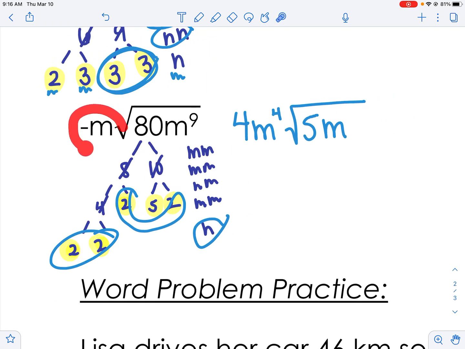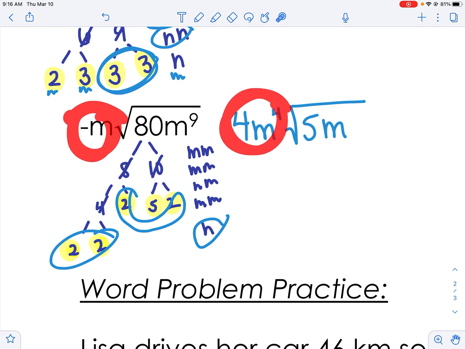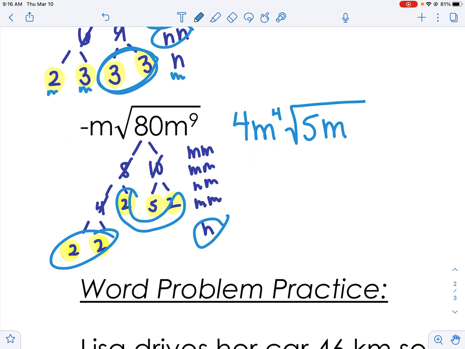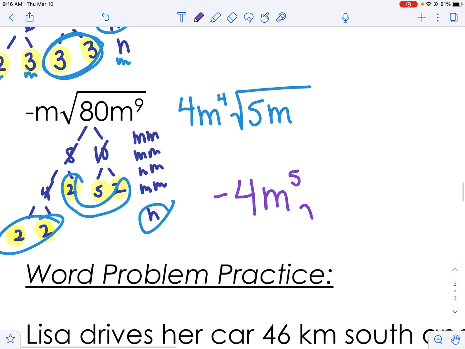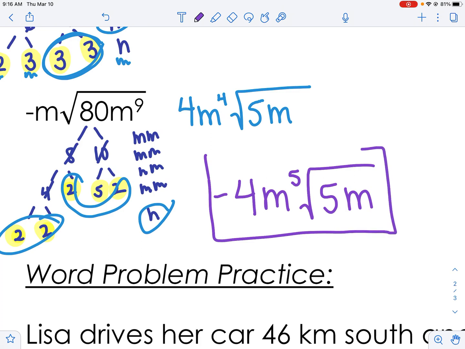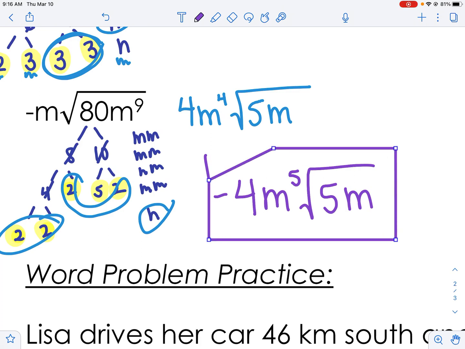Now, what made this problem different was this negative m out front. All I'm going to do is look at what should be outside, and the outside parts can go together. So instead of a positive 4, that negative is going to change it to a negative 4. I'm going to add an m in there. So if I have m to the 4th, and I put another m in there, that'd be m to the 5th. And then what's under the house is guarded and is going to stay under the house and go untouched. That's square root of 5m. And that's how we would simplify this radical.